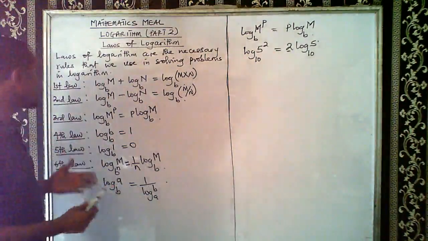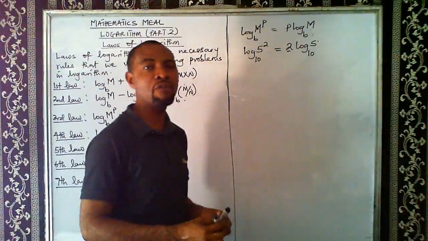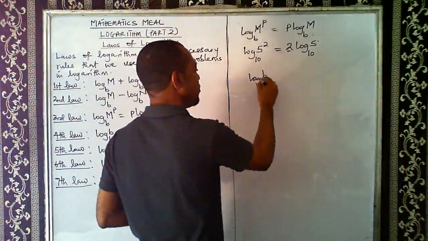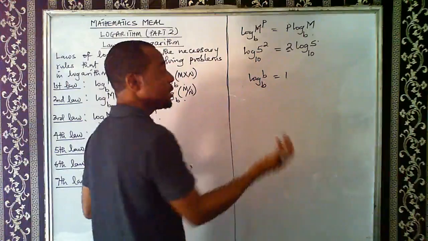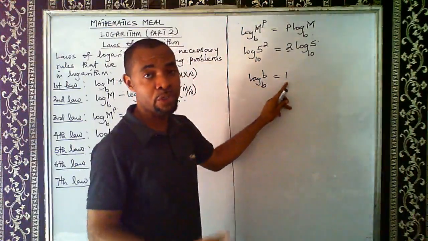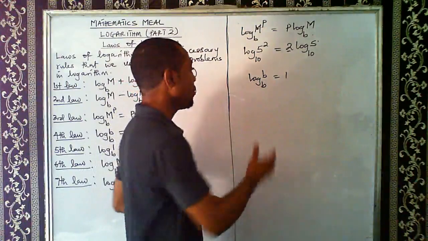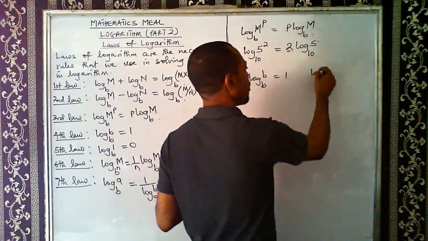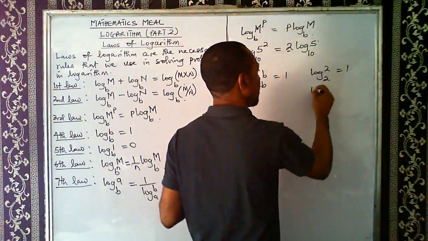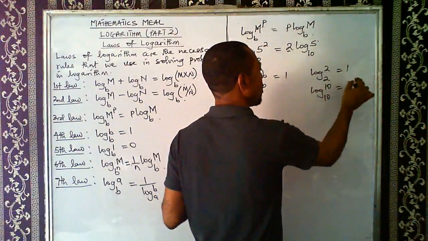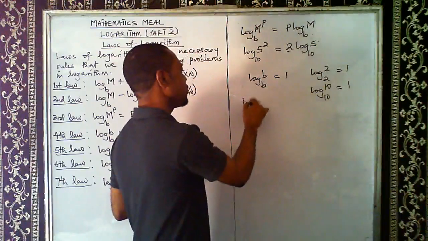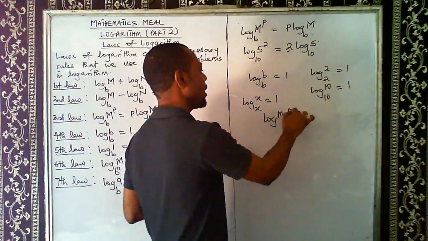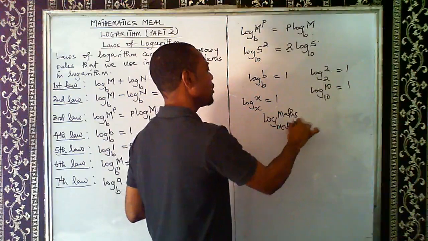Now the fourth law is quite simple. Logarithm of any number to its own base is 1. So log b in base b is 1. When the number and the base are the same, the logarithm will reduce to 1. So log 2 in base 2 is 1. Log 10 in base 10 is 1. So log x in base x is what? 1. Log m in base m will also give us what? 1.